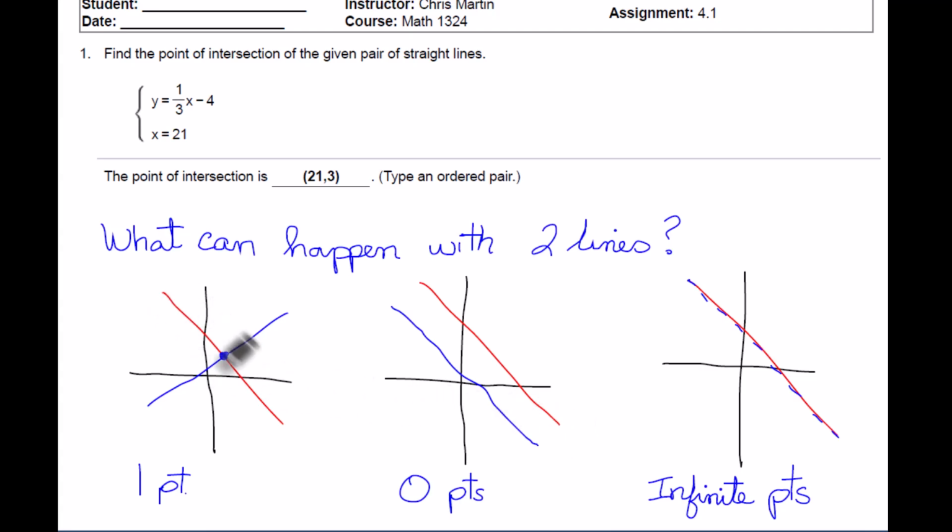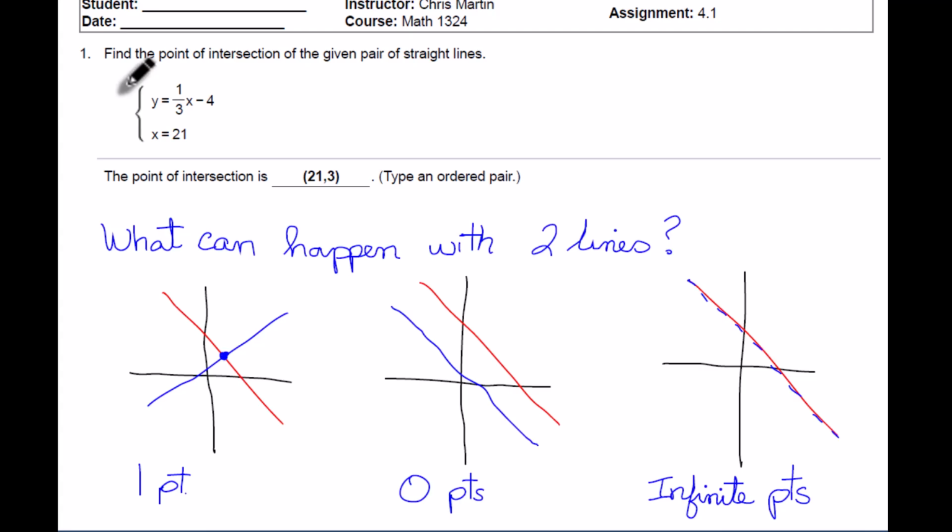So, two lines could intersect in one point, never, or maybe in the rare case, I actually have the same line. They may look a little different in form, but they're actually the same line, and so they are intersecting in every point. So in question 1 here, what do we have?